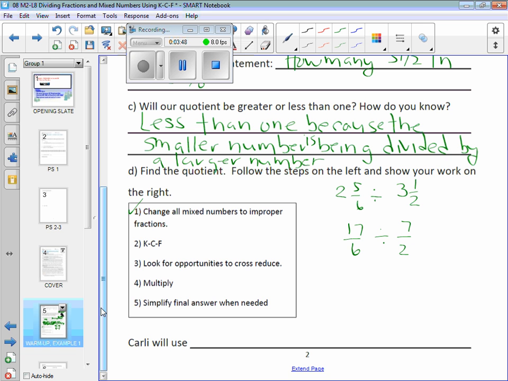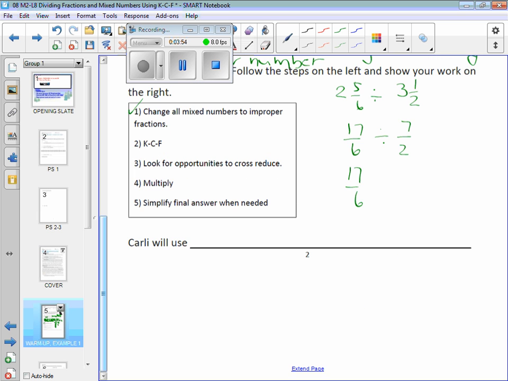Now we could do keep, change, flip. We keep this exactly the way we wrote it. We change division to what, everybody? Say it out loud. And the reciprocal of 7 over 2 becomes what when you flip it? Gabriella?